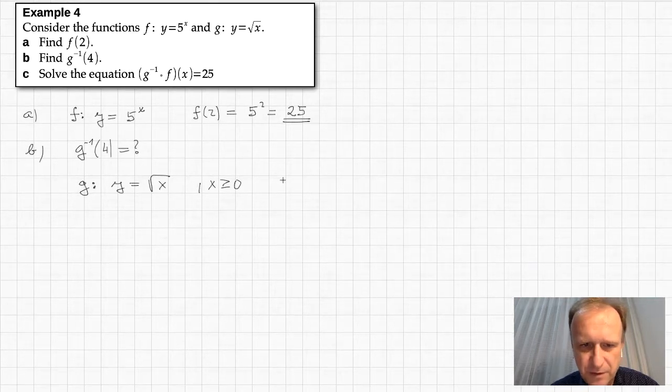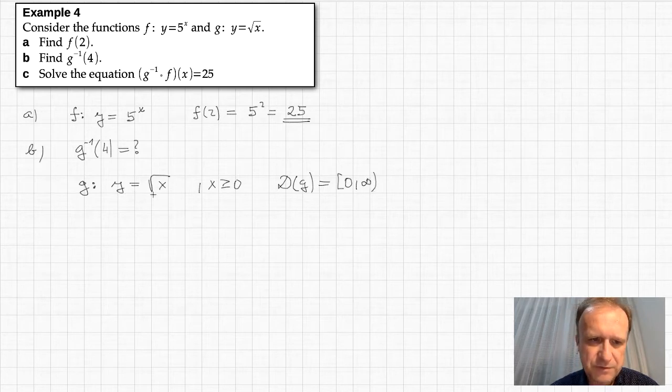So the domain of g is just the set of numbers starting at 0 and going to infinity. And if you look at the values of this function, you see that the range of g is represented by the same interval from 0 to infinity, because the square root values are only positive, or 0 when x is 0. So this is the function g.